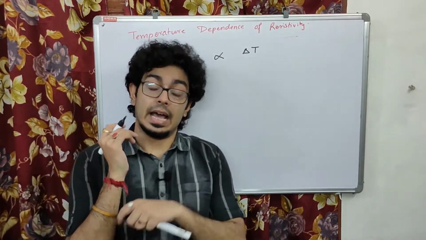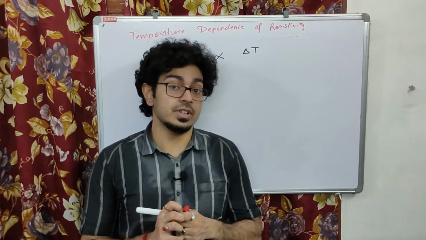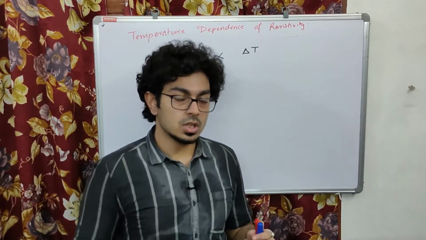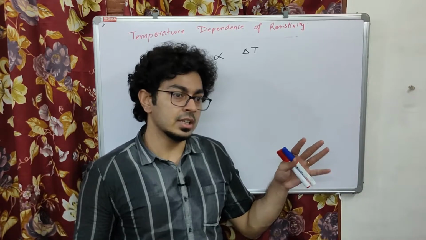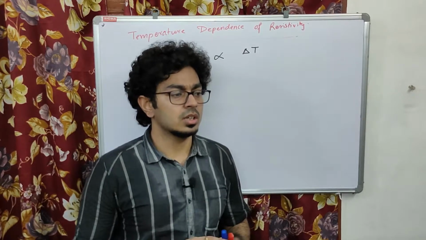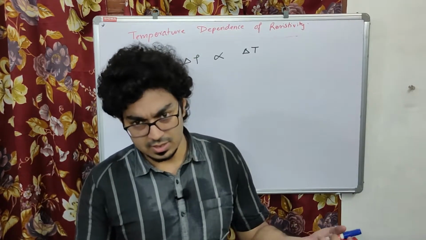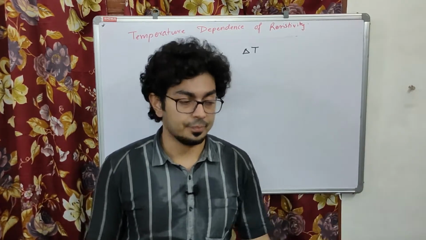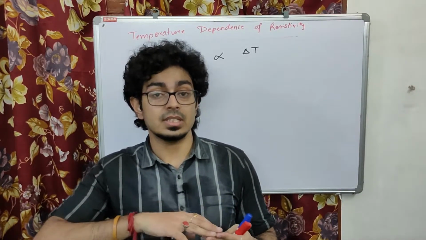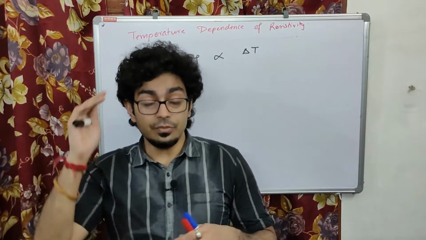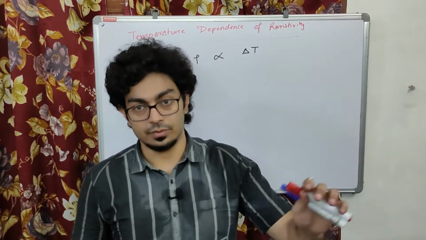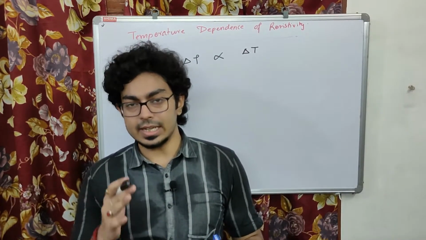Also, this change in resistivity along with the increase in temperature depends on the initial resistivity. Suppose the resistivity of a material is initially, that is at 0 degree, say 30 ohm meter. If you increase the temperature by 10 degree, then how much will the resistivity increase? If you count, it entirely depends also upon the initial resistivity of that material. Got it? Just take an example of this.